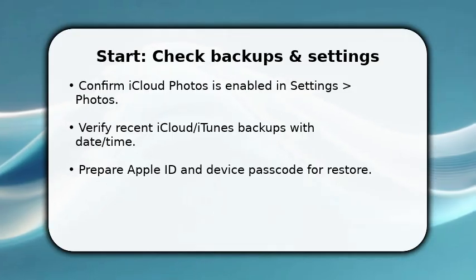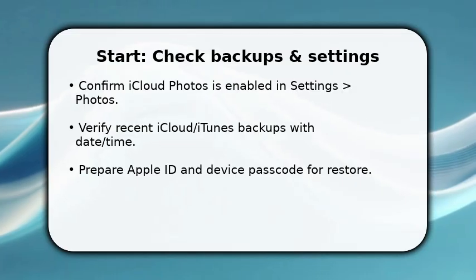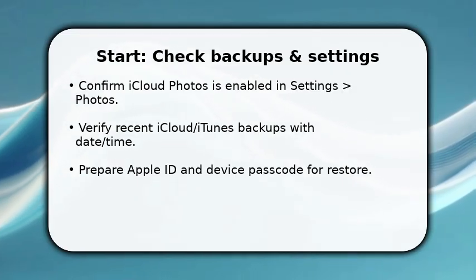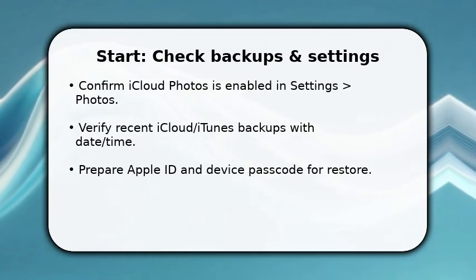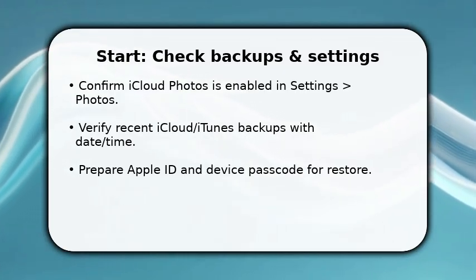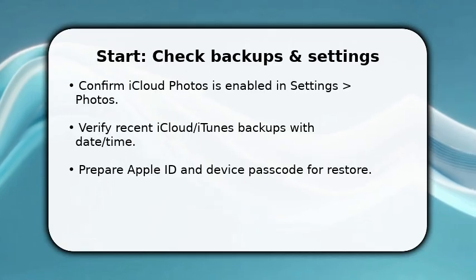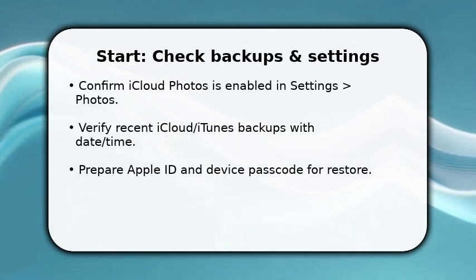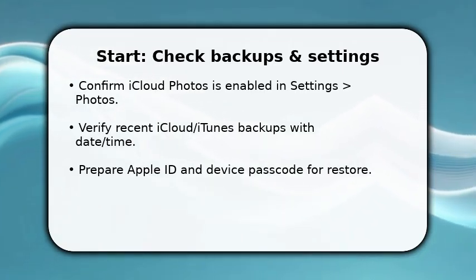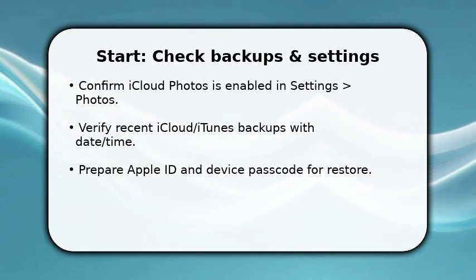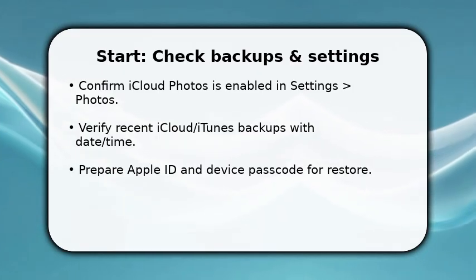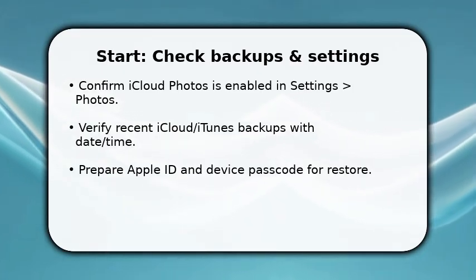You start by confirming iCloud Photos is on and that you have a valid backup to restore. This saves time and prevents repeated attempts. Open Settings, tap your name, then iCloud to check backup dates and make sure photo syncing is enabled. If iCloud lacks a recent backup, connect to your computer and check Finder or iTunes backups. You'll need the password. Once done, ensure your iPhone has Wi-Fi, power, and enough storage to receive the restored photos.